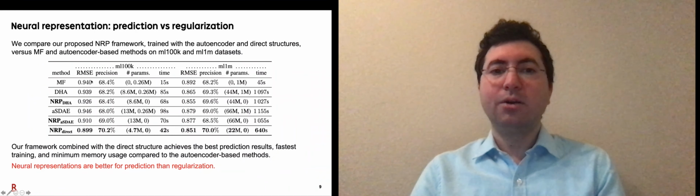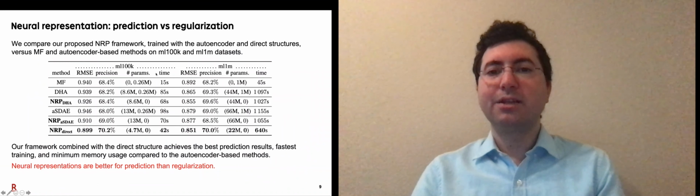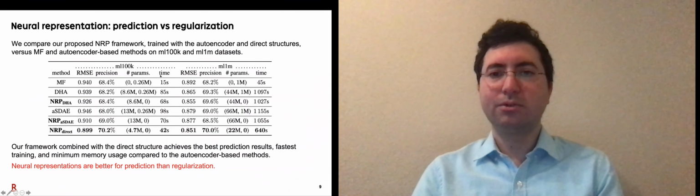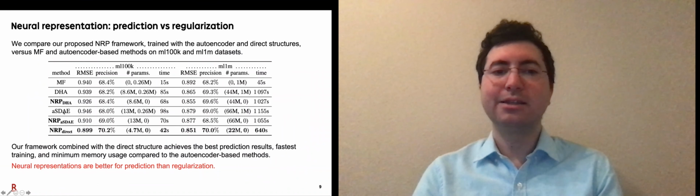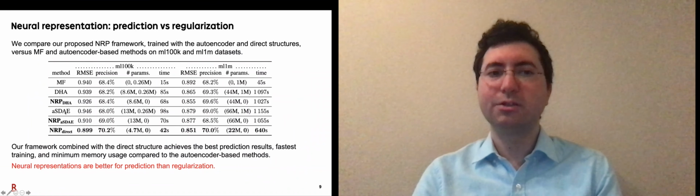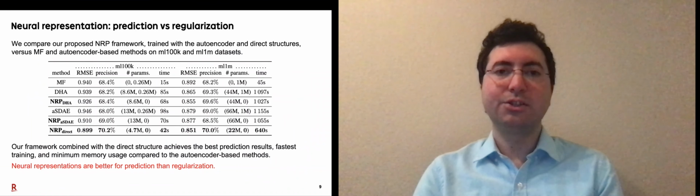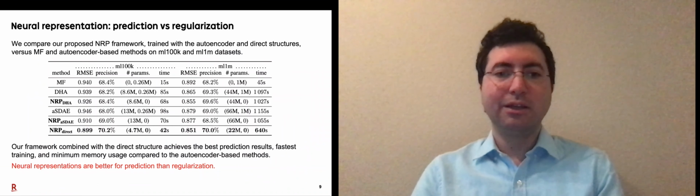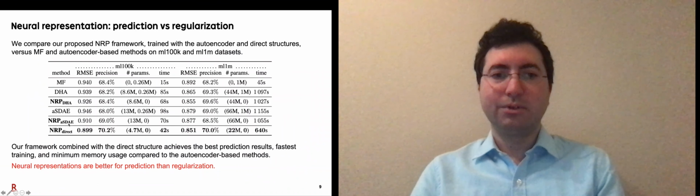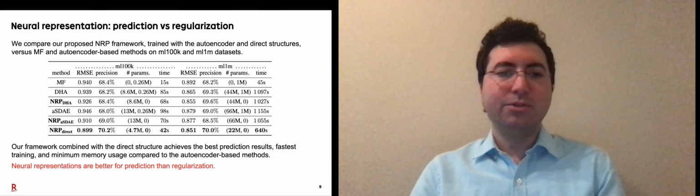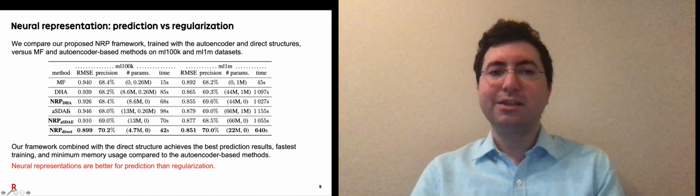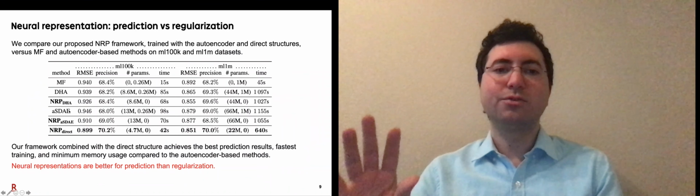Here, we report RMSE, precision, number of parameters, and training time per epoch of different methods on MovieLens 100K and MovieLens 1M. DHA and ASDAE are the previous autoencoder-based methods that use neural representation for regularization. NRP-DHA and NRP-ASDAE are our method. They use the same structure as DHA and ASDAE, but they use the neural representations for prediction.